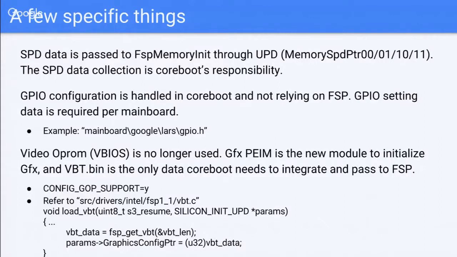The only input that the bootloader, coreboot, needs to provide is the vbt.bin file. That's the only file that every board needs to provide. There's one config, GOP support. You have to set that one to yes. There's no other option. You have to set it to yes to be able to use the graphics PEIM, because we dropped VBIOS support. The functions are in the code residing in vbt.c in the FSP 1.1 driver. You can look at it.